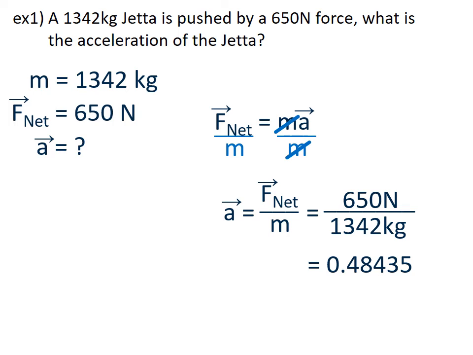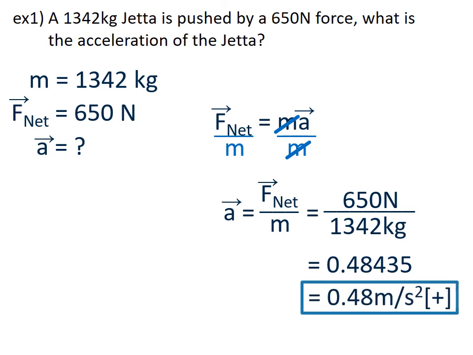If I look at what I've been given, I have two significant figures in 650 newtons and four significant figures in 1,342 kilograms. So when I'm dividing two sig figs by four sig figs, I should keep two significant figures. So my answer is then 0.48 meters per second squared in the positive direction. I solved for acceleration. I know acceleration is measured in meters per second squared, and I know acceleration should have a direction with it, so I wrote it's going in the positive direction, because that's all the information I have.